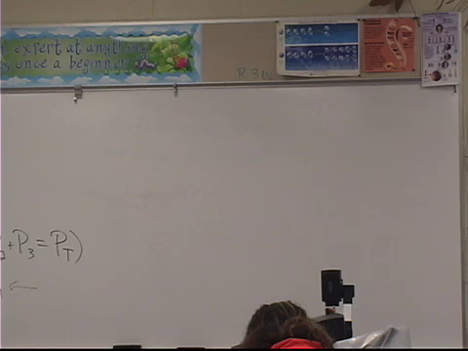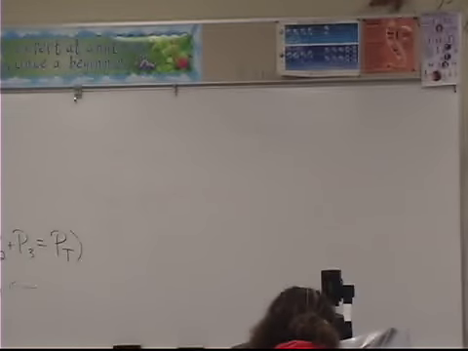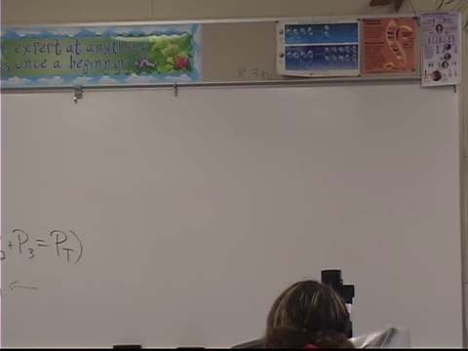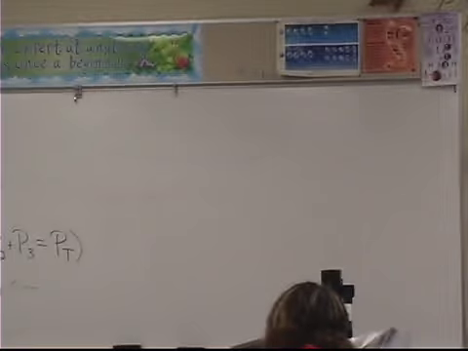Okay, next one. I'm going to read it, see if you can figure it out just by me reading it. An oxygen gas sample occupies 5 liters at 27 degrees Celsius and 1.2 atm. It's cooled to 15 degrees Celsius and a pressure of 780 millimeters of mercury. What's the final volume?